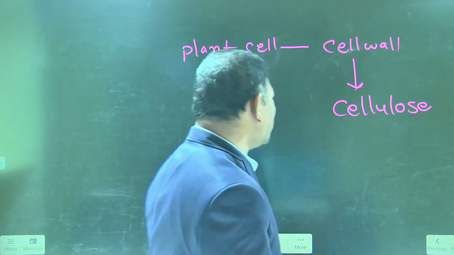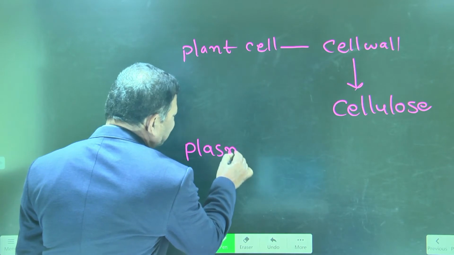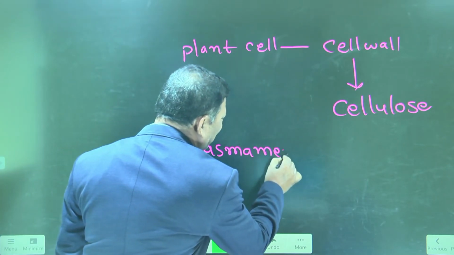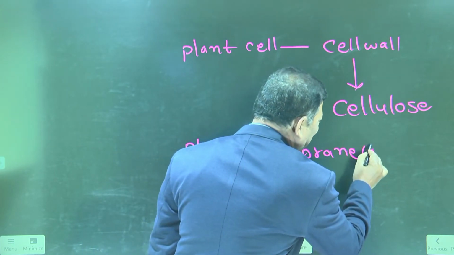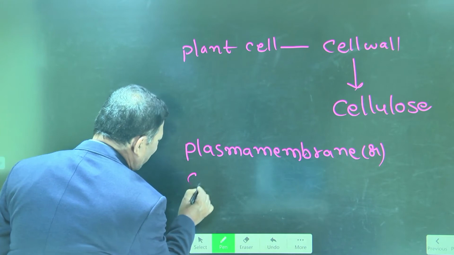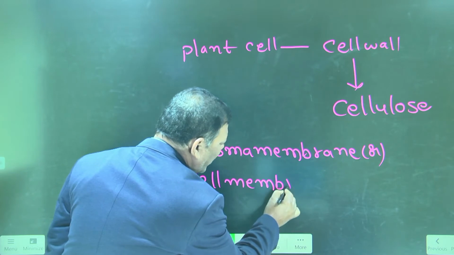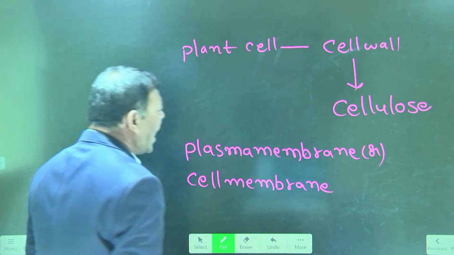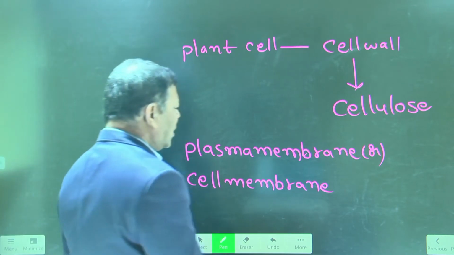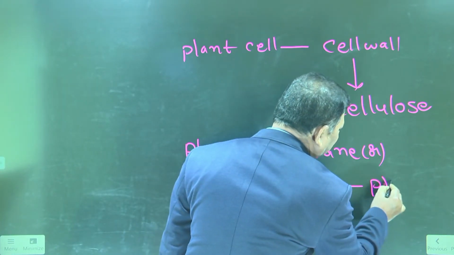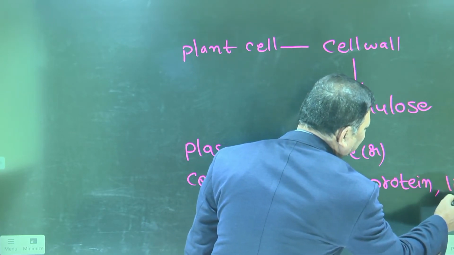Okay, in the animal cell, what is the outermost layer? Cell membrane. Another name? Very good, cell membrane, another name is the plasma membrane. The cell membrane, or plasma membrane, is made up of what? Proteins and lipids.